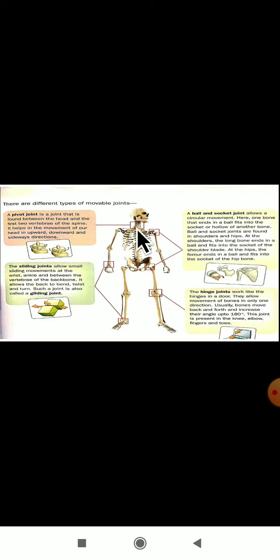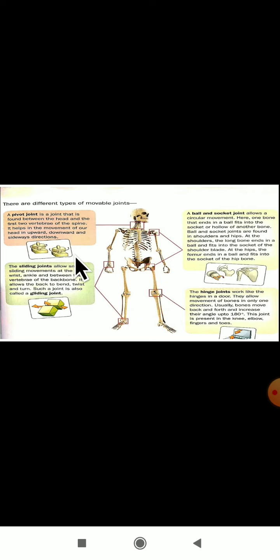Yes, you can see here where it is found: the pivot joint between the head and the first two vertebrae of the backbone. It helps in the movement of our head in upward, downward and sideways direction. Dear students, can you move your head upside, downside, right side, left side? Why? Because in our head part there is a pivot joint present.